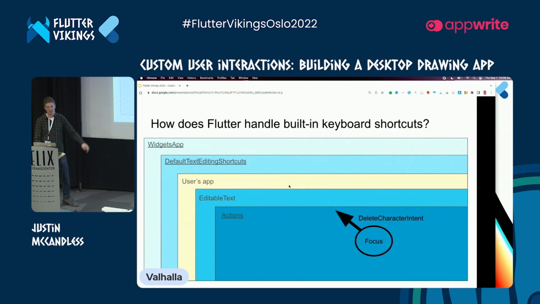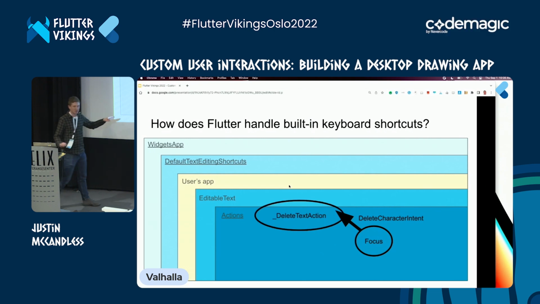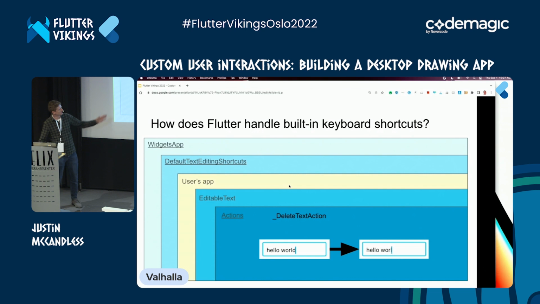Now we're looking for an actions that maps delete character intent to some callback. Immediately we find it in the actions within editable text, because we started where it's focused, which is the editable text, and there's an actions widget in there already. There's delete text action, which we would have just seen in the editable text source code, and that will delete a single character or whatever keyboard shortcut it is. And there you go. That's what would happen in a normal text field.